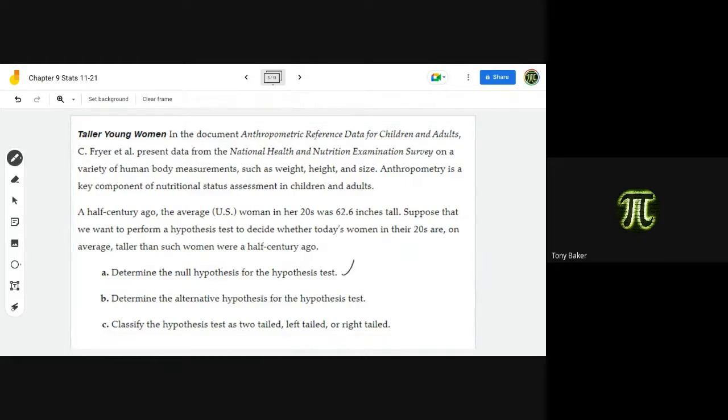Yes. So that's my mean equals 62.6. What's my alternate hypothesis? Right. That's my alternate hypothesis, that it's greater than 62.6. So is this two-tailed, left-tailed, or right-tailed? This is a right tail.